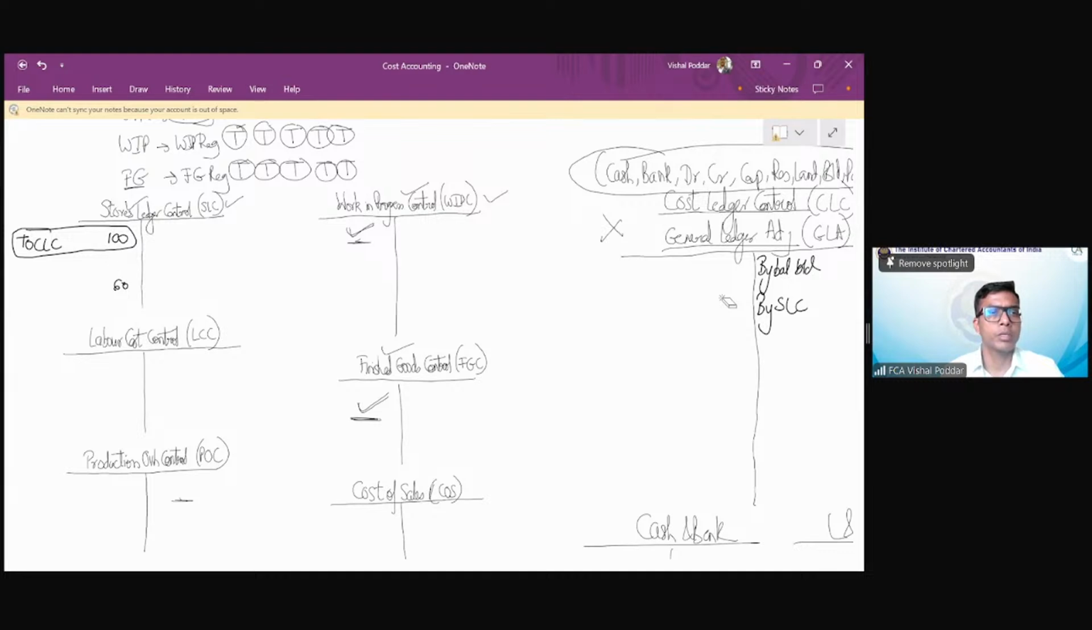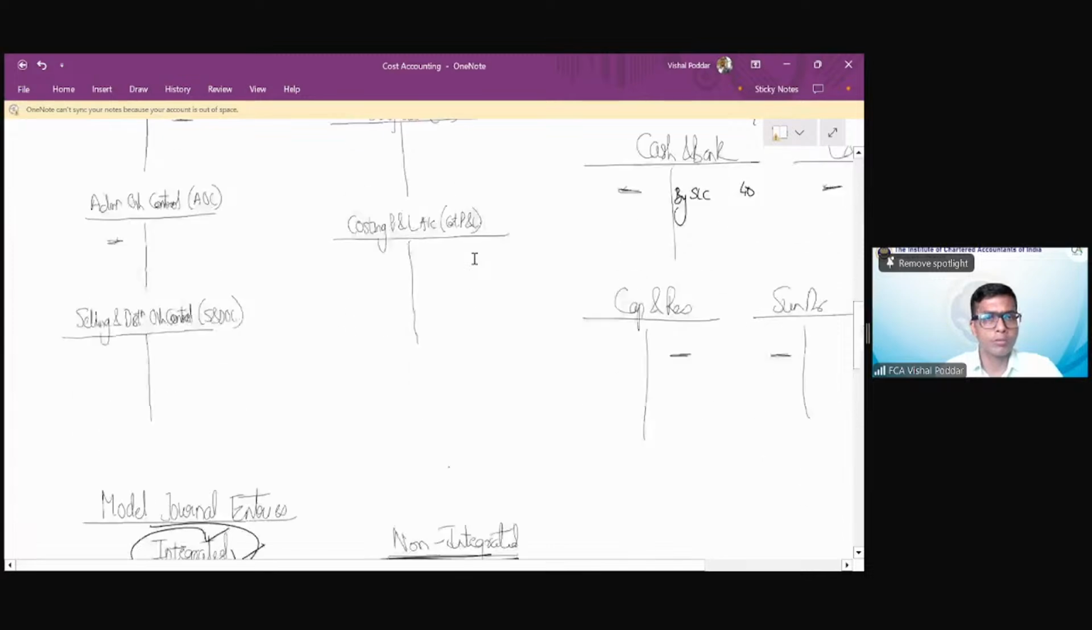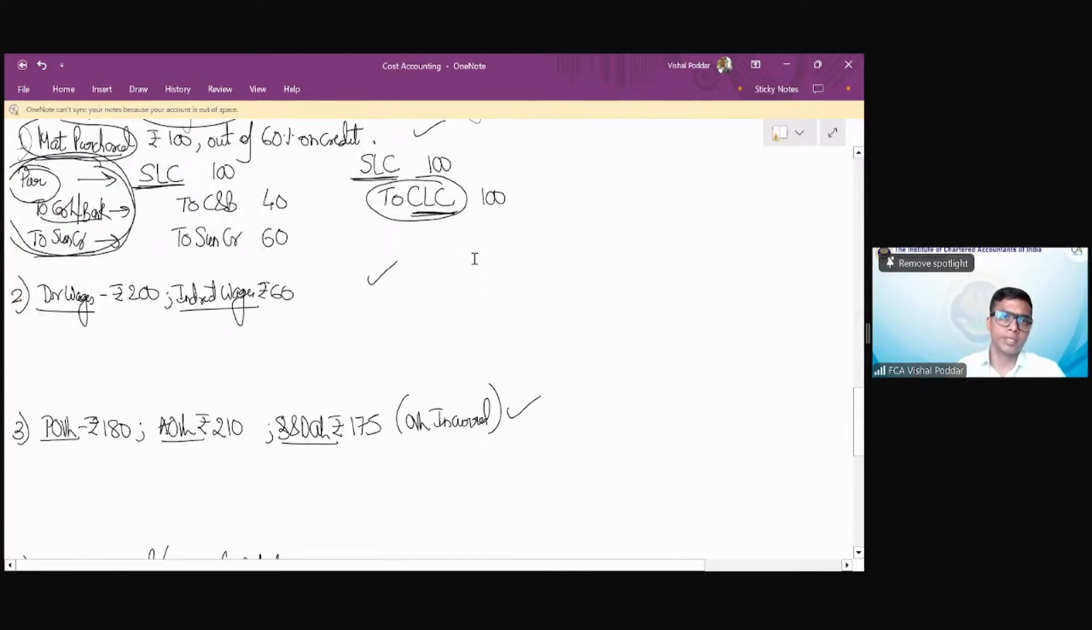Fine. So I'll be just showing the postings of non-integrated. First you'll have to balance brought down whatever it is, and then you will have to CLC 100. Is this fine? Understood by all? Now let me go to the next transaction.